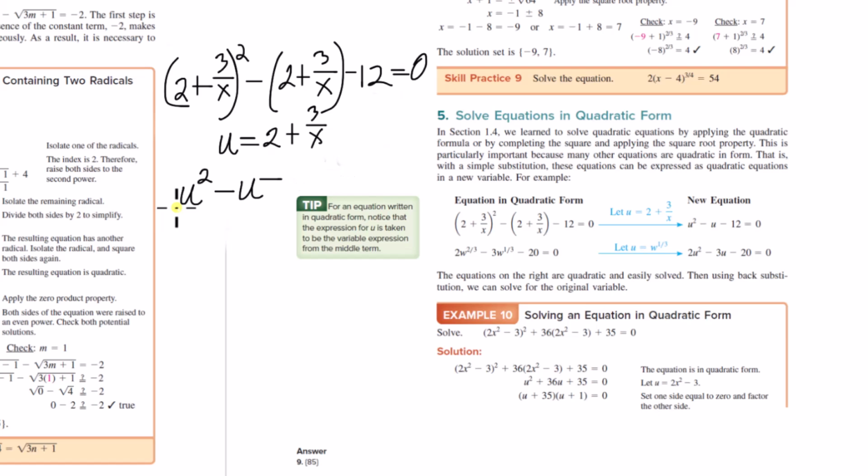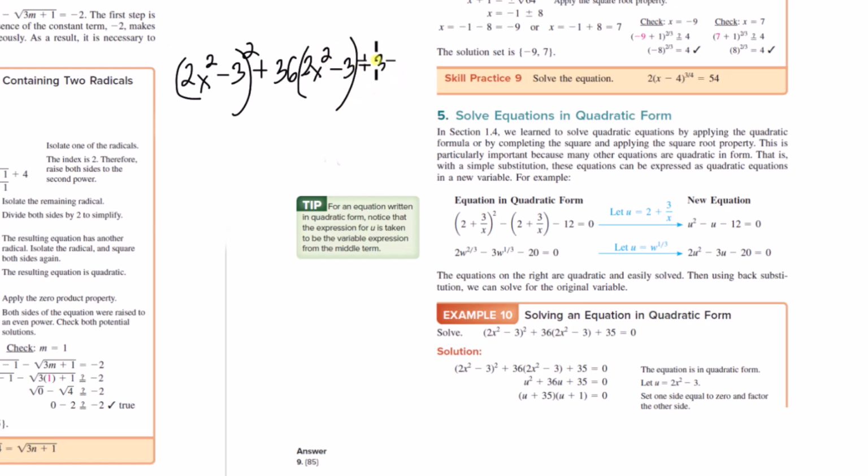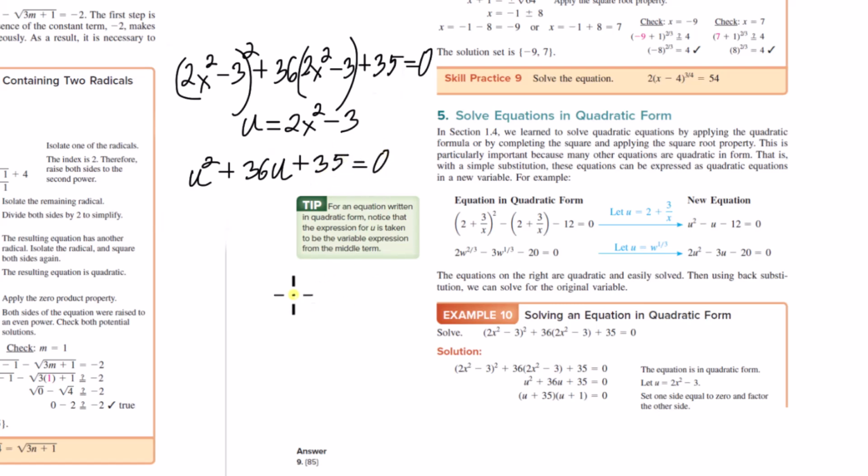And so that's the idea. You want to be on the lookout for, if I make a substitution for some variable expression, could I put what I'm looking at into a form that I'm familiar with? And it doesn't have to be a quadratic equation. It could be anything. So if we look at this example here, you have 2x squared minus 3, squared, plus 36 times 2x squared minus 3, plus 35 is equal to 0. Okay? Well, we can see that if we said that u was equal to 2x squared minus 3, then we get u squared plus 36u plus 35 is equal to 0.